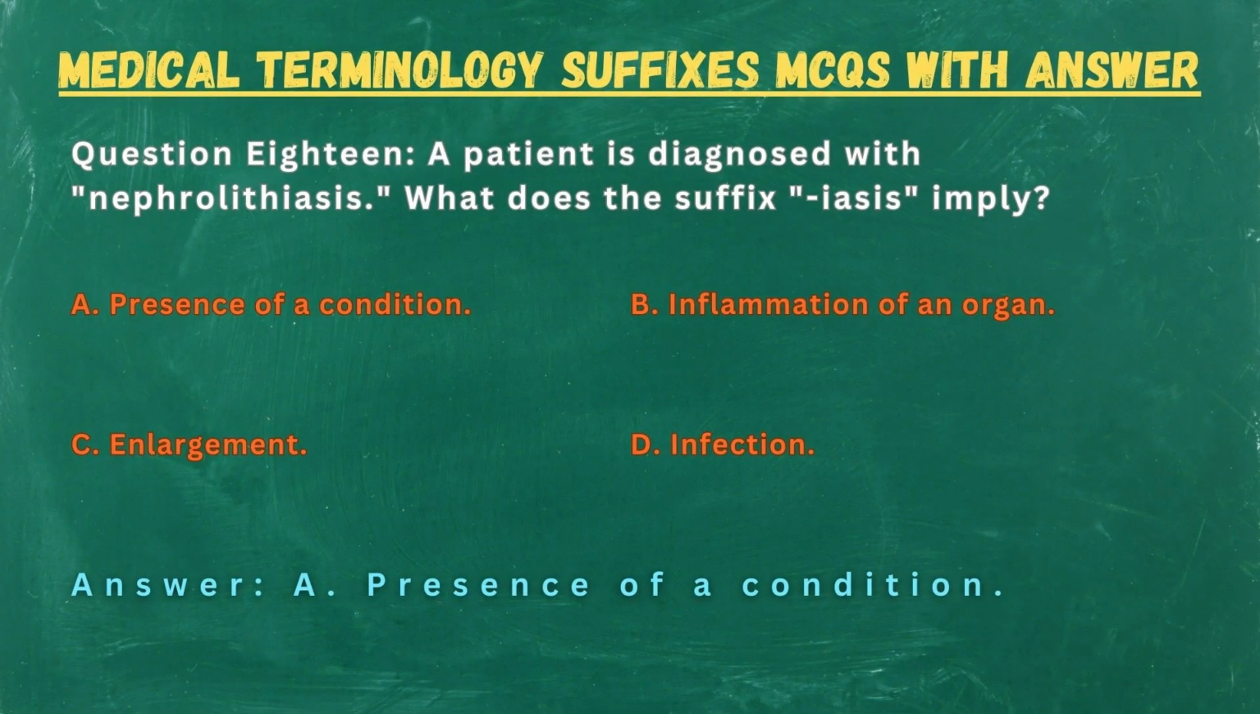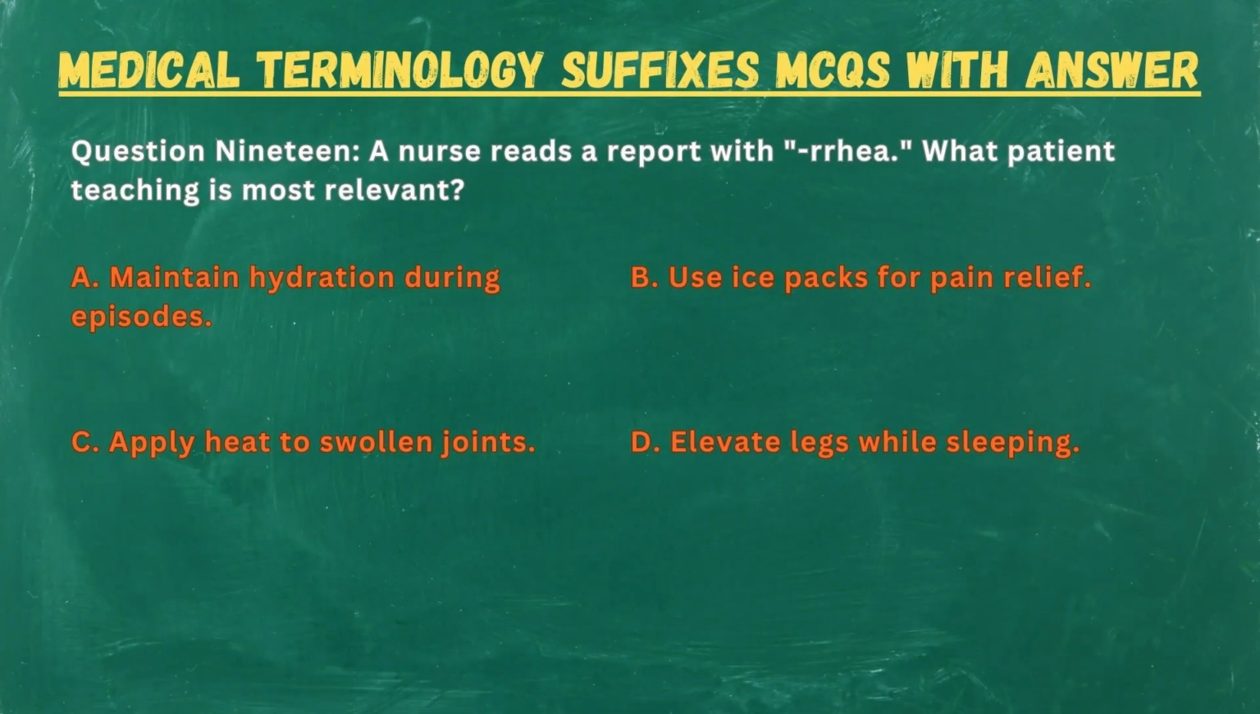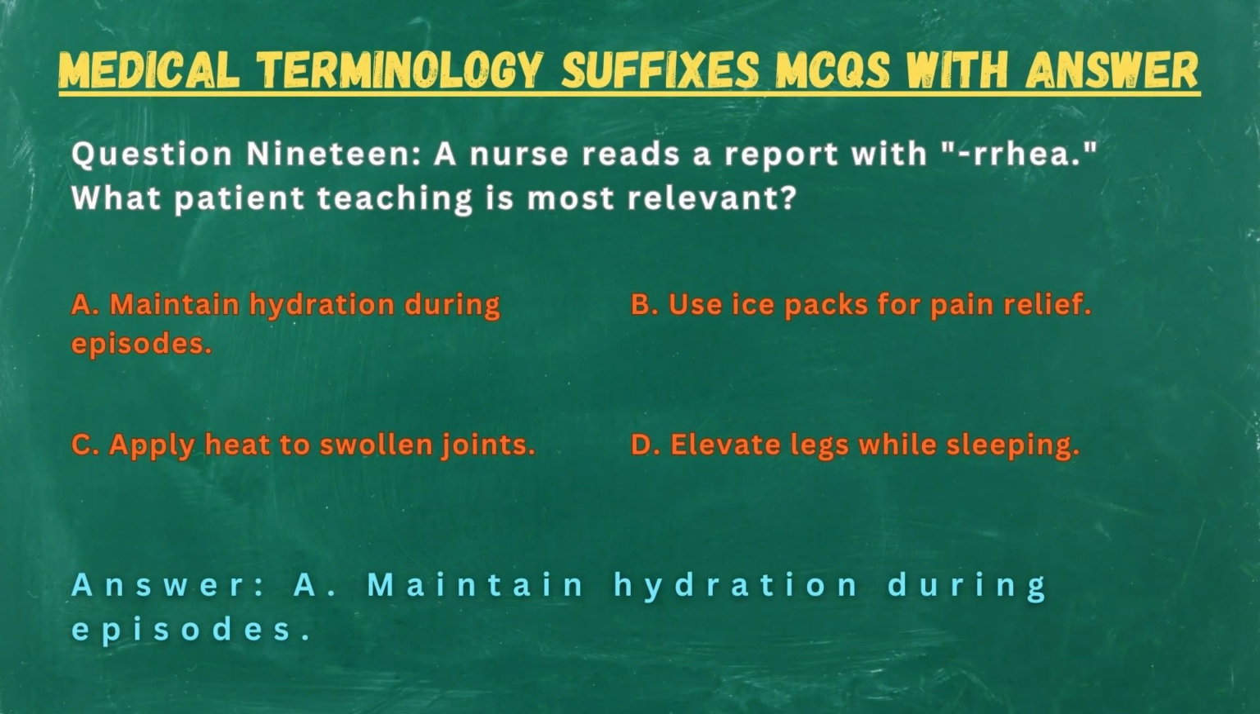Answer: A. Presence of a condition. Question 19. A nurse reads a report with her RIA. What patient teaching is most relevant? A. Maintain hydration during episodes. B. Use ice packs for pain relief. C. Apply heat to swollen joints. D. Elevate legs while sleeping. Answer: A. Maintain hydration during episodes.